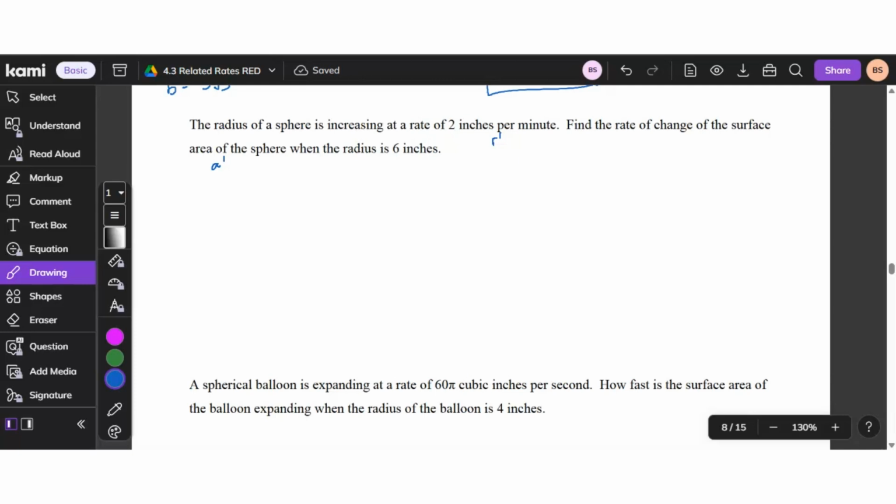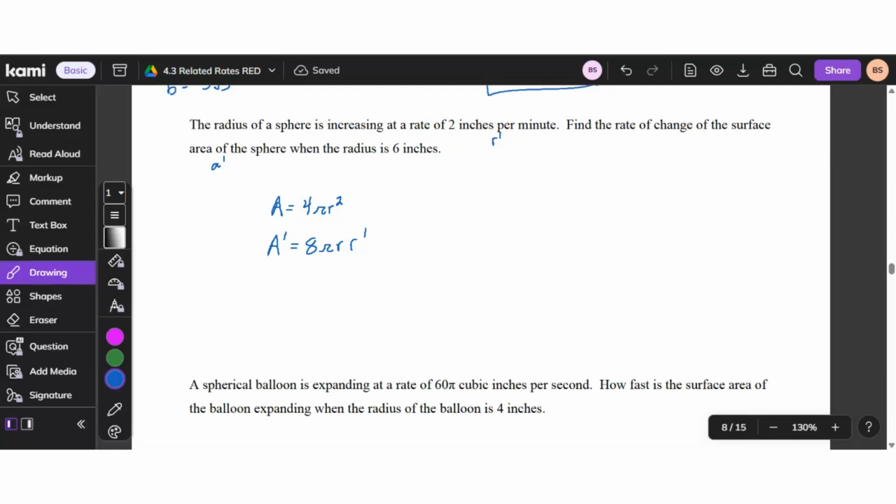The only thing that we can do to relate a and r of a sphere is to say that the area is equal to 4 pi r squared. And this gives us the surface area of a sphere. Then we can go ahead and differentiate it. And so we get a prime equals 8, the 2 comes down, we get 8 pi r prime.